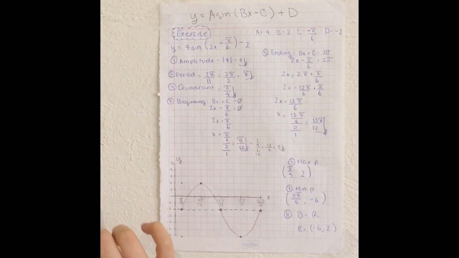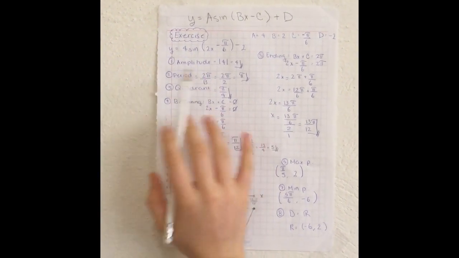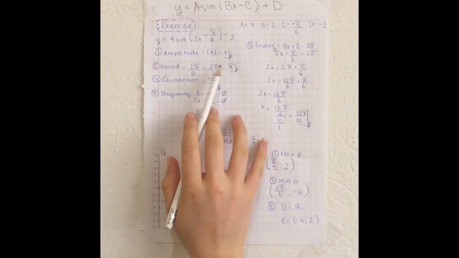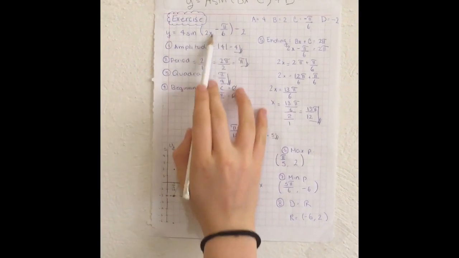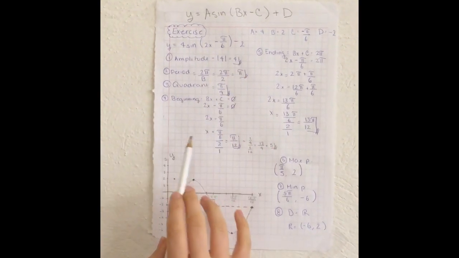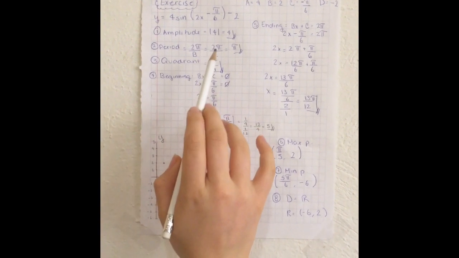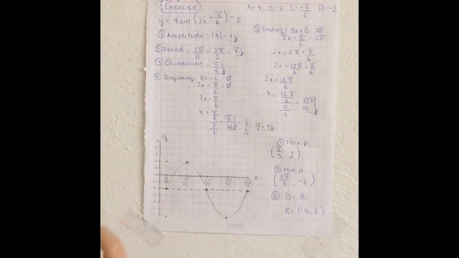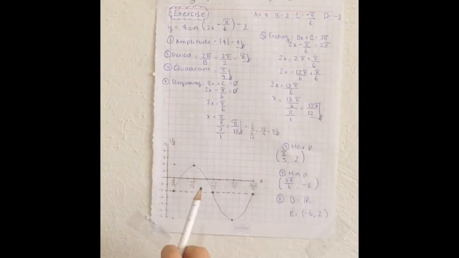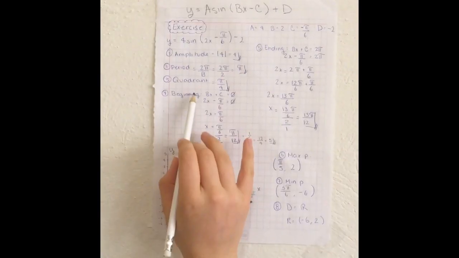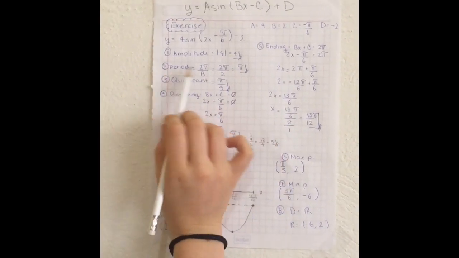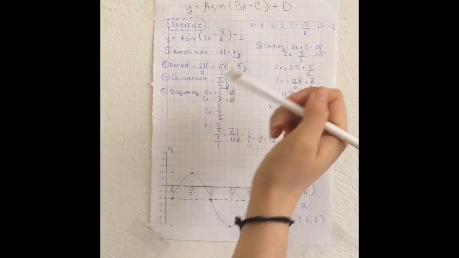Now we have the period. Period is equal to 2π over b, which will be 2π over 2, which will give π. Our period is the part you're going to take into account in the graph. Later on, we will do the graph. Now, for the quadrant, you must divide the period over 4, which will be π/4.